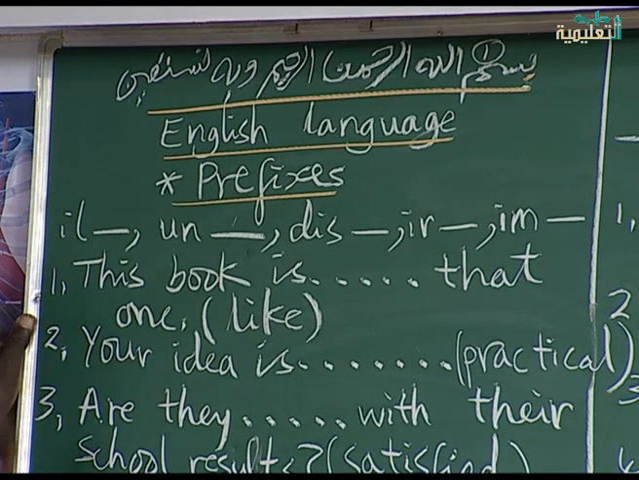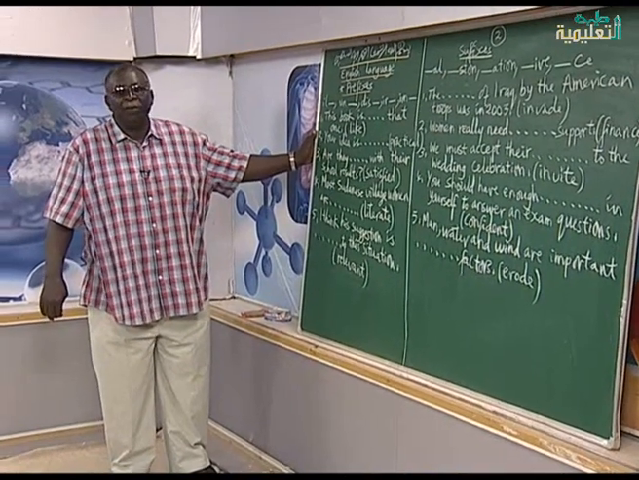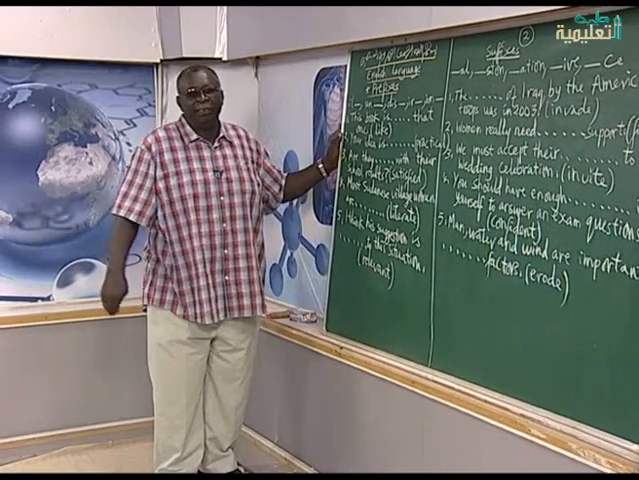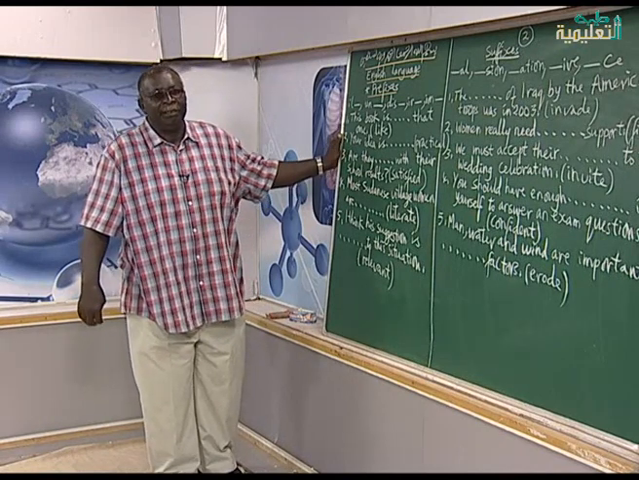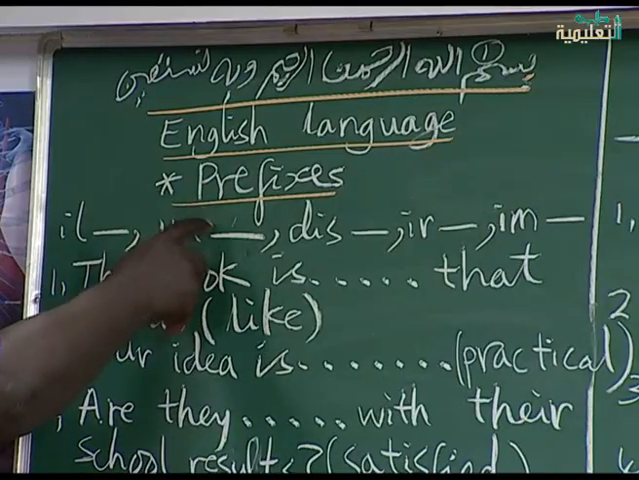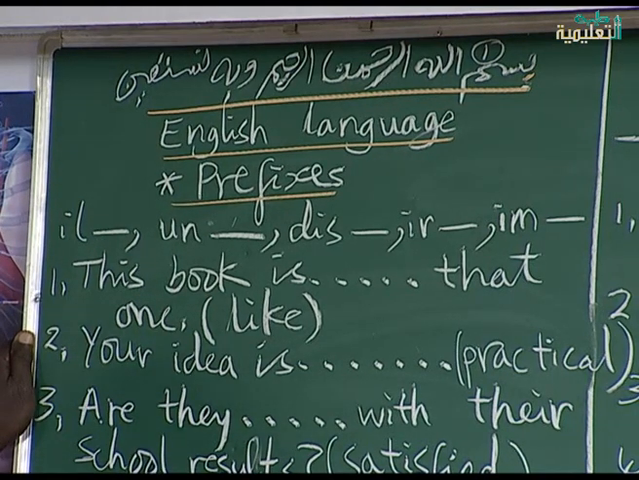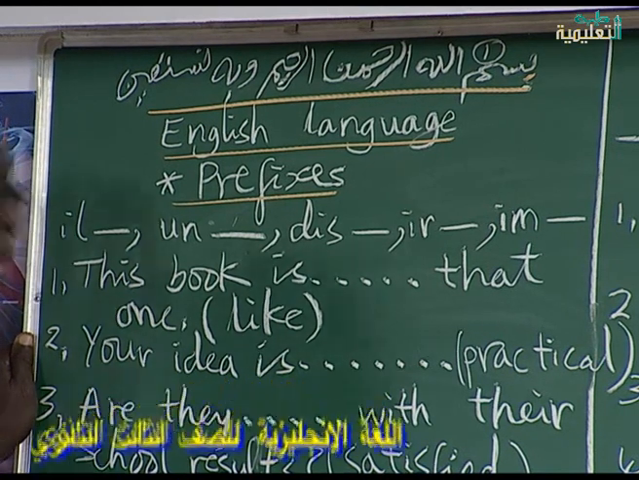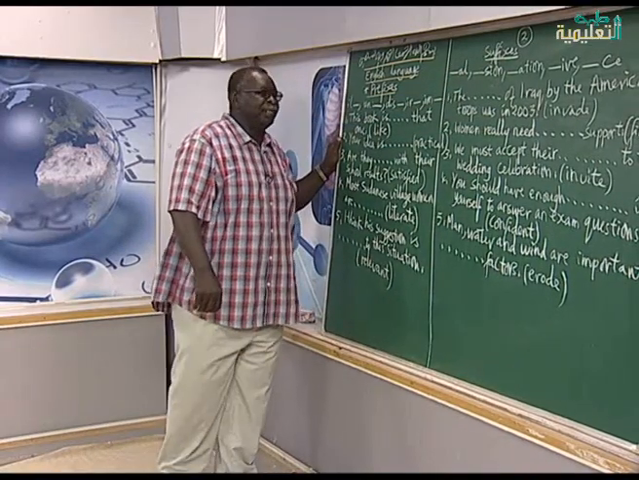Of course here you remember we said that an affix is a group of letters which are added either to the beginning of the word or to the end of the word. And we said that the affixes are divided into two types. The letters which are added to the beginning of the word are called prefixes, PREFIXES. But the group of letters which are added to the end of the word are called suffixes, SUFFIXES.